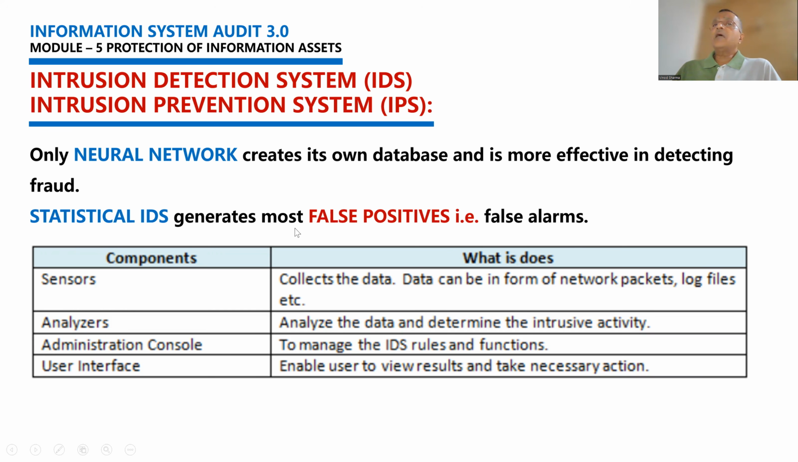Statistical IDS generate the most false positives, that is false alarms. Now it's very obvious, because when you are defining what is general, what is normal, and what is abnormal behavior, sometimes it so happens that with the changing environment, what was considered abnormal becomes normal. In that case, you'll find that the system starts generating many false positives or false alarms without understanding what type of traffic behavior is coming.